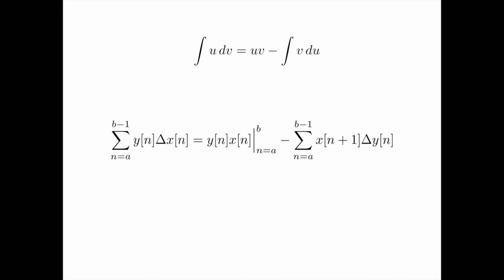And we're done. The sum from n equals a to b minus 1 of y of n times delta x of n is equal to y of n times x of n evaluated from n equals a to b minus the sum from n equals a to b minus 1 of x of n plus 1 times delta y of n. So that's basically the same thing as integration by parts. The shift in x corresponds to the value chosen for h, so this converges to the integration by parts formula for smaller and smaller values of h.